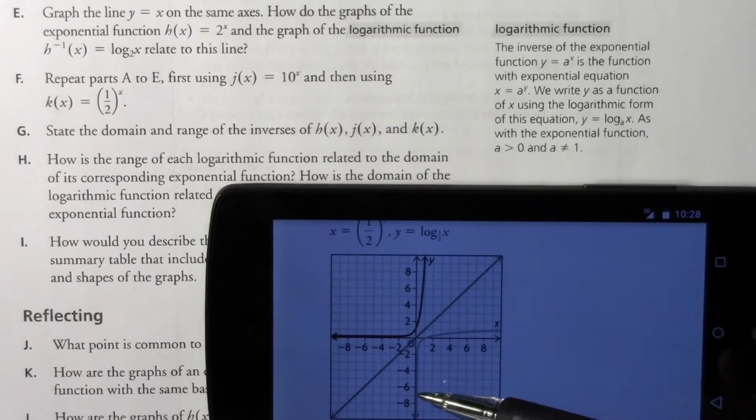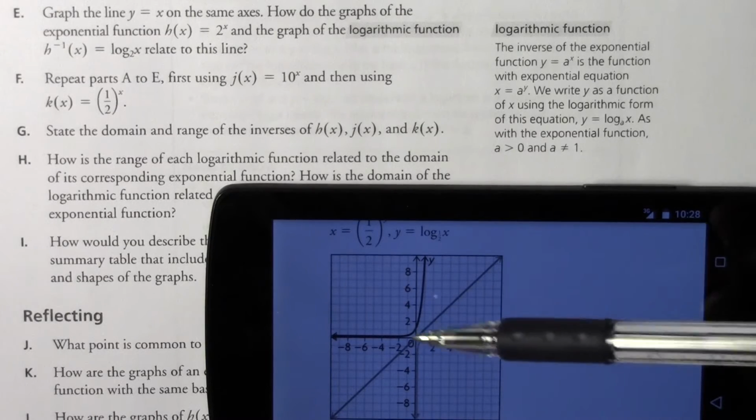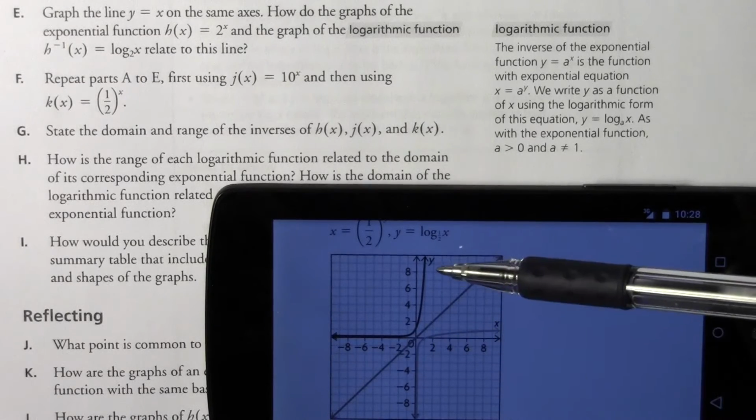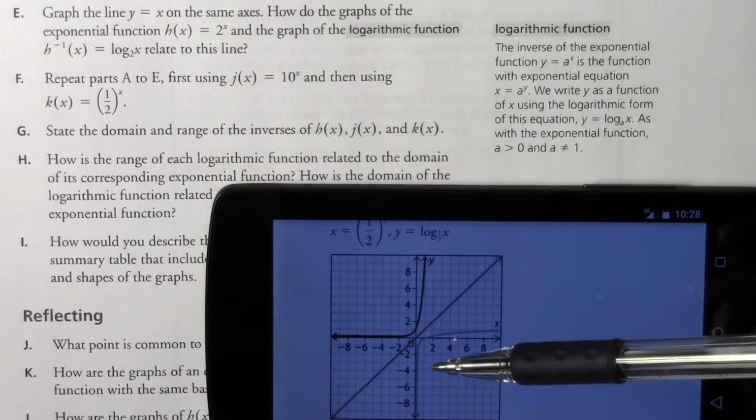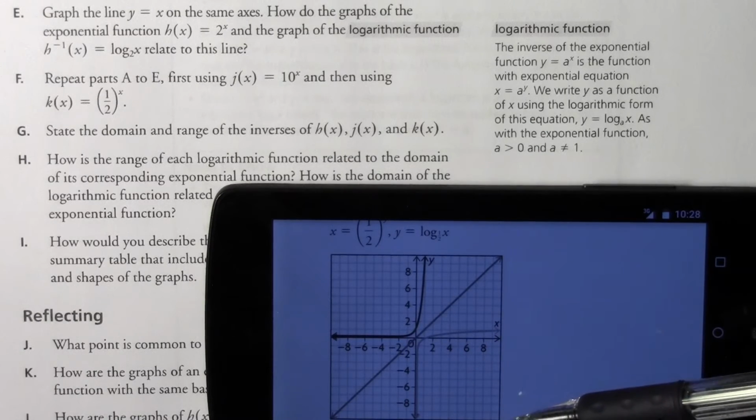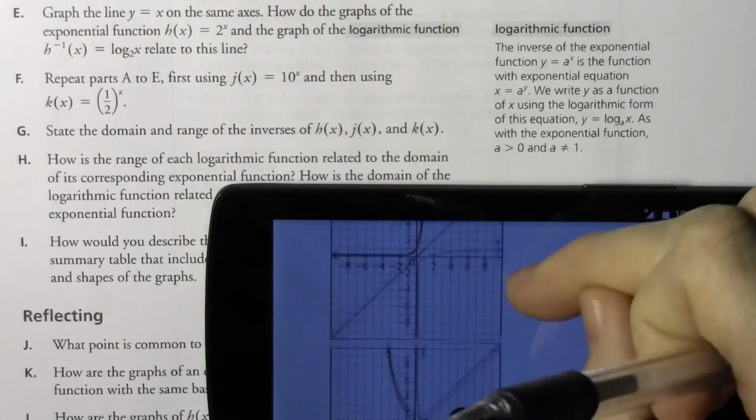Kevin, what is the domain for the inverse function? x is greater than 0. Yes. So you see that? The range for this was y has to be greater than 0. The domain for the inverse was x had to be greater than 0. So the domain and the range are switched. Okay, we're going to see if that pattern persists.